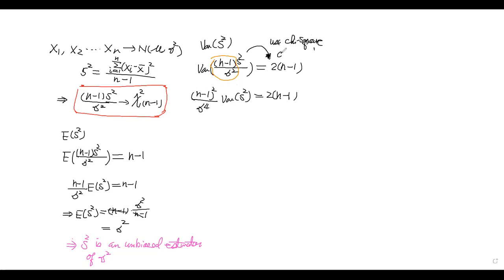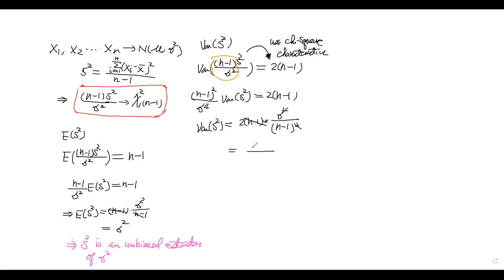So I know the variance of chi-square is 2 times the degrees of freedom, so that's why I got a 2 and n minus 1. So now finally I can say this is the variance of s square. It's going to be 2 times n minus 1 times what? This is (n minus 1) squared over sigma to the fourth. And then boom, here I can cancel 1.